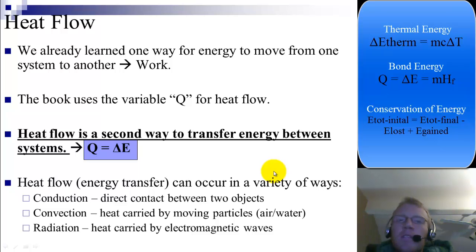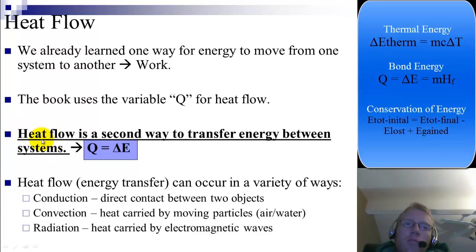Okay, now we're getting into the nitty gritty of how this energy is transferred back and forth, where one object will gain thermal energy and another object will lose thermal energy. Up until now, the only way that we learned that energy could be transferred was via work. And remember, work was force times distance, and so that was one way that you could transfer energy. And now we're introducing a second way that you can transfer energy.